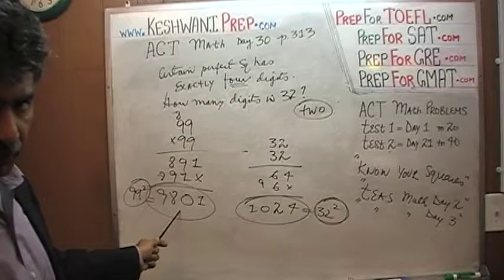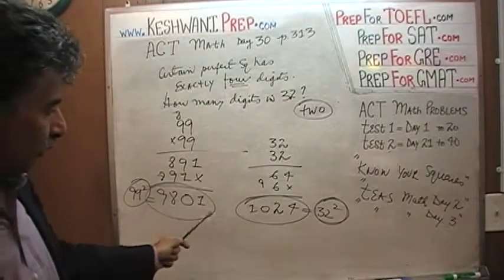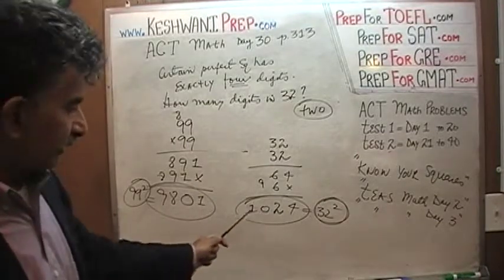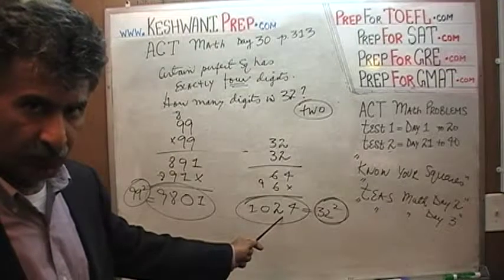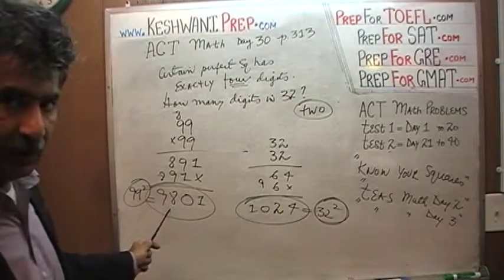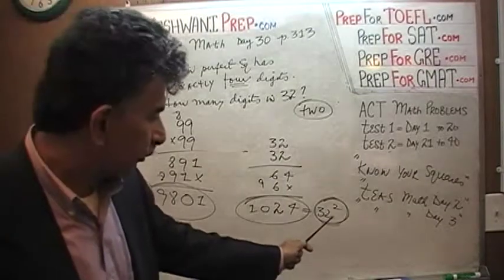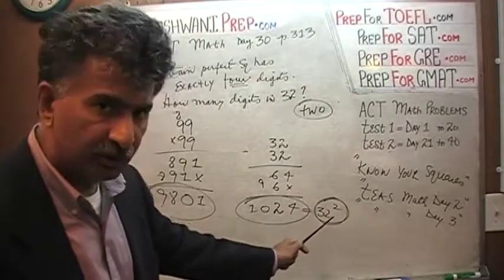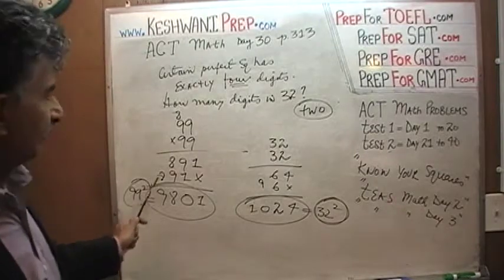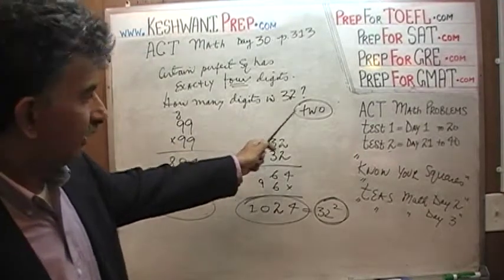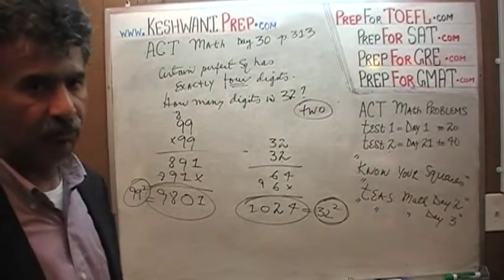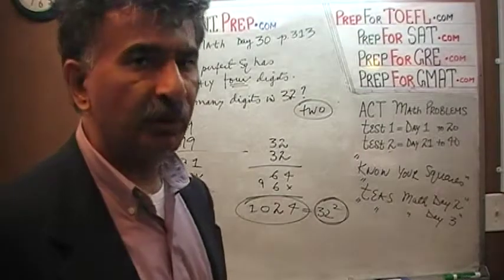But the point remains that in both of these cases, whether the perfect square that we're talking about is 1024 or 9801, in both cases their roots have 2 digits. 32 has 2 digits, 99 has 2 digits. How many digits in its roots? The answer is 2. Its root is going to have 2 digits if the perfect square has 4 digits.